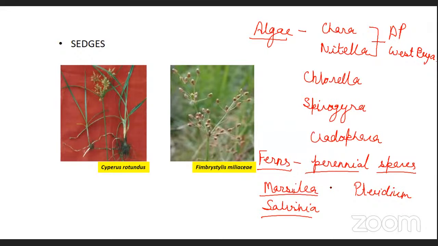This Marsilea is usually known as the pepperwort. And Salvinia is usually the common English name, you can say it is the water fern. Okay, and these both are very important, so remember it. May I give you some common names over here?